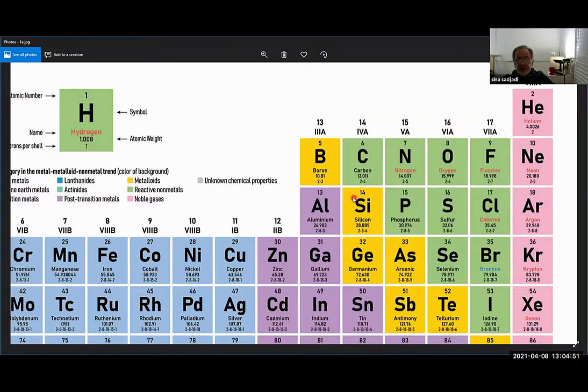Now, there's something else though. There's another number here. If you look on top, 5, 6, 7. If you look at the bottom here, it says 10.81, right? 10.81, that's some kind of error there, I think.